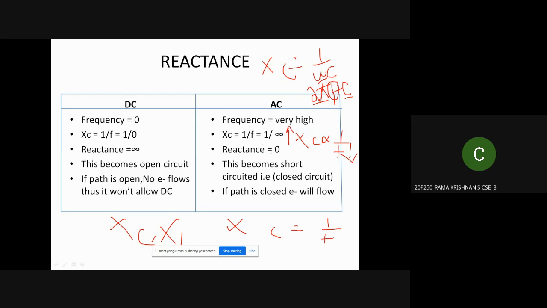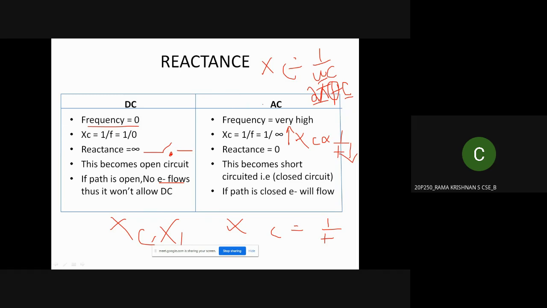So according to it, we have multiple results. We'll be discussing that now. In DC, if the frequency is equal to 0, 1 by 0, simply reactance will be equal to infinity. Now when the reactance is infinity, this becomes an open circuit. We all know if there is an open circuit, there is no chance for the electrons to flow through here. So that's why it won't allow DC.